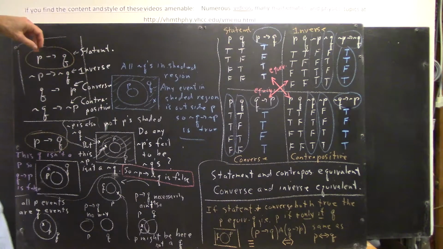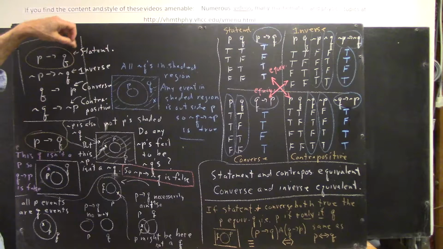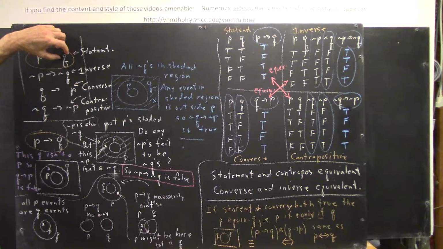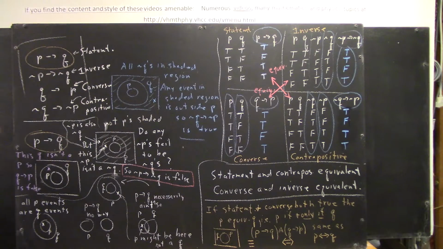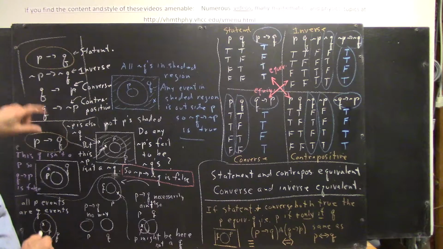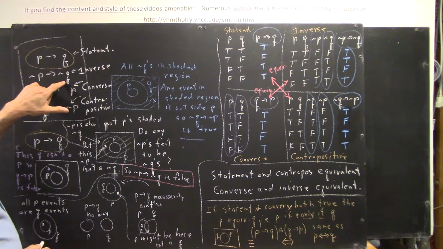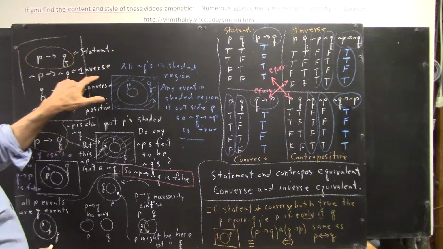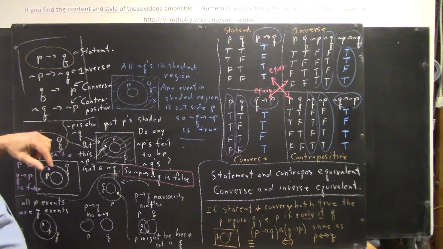Okay, we have the statement if P then Q. This statement says that if P happens, then Q has to happen. We want to look at the meaning of the statement if not P then not Q, where we negate both P and Q. This statement is called the inverse of our original statement.